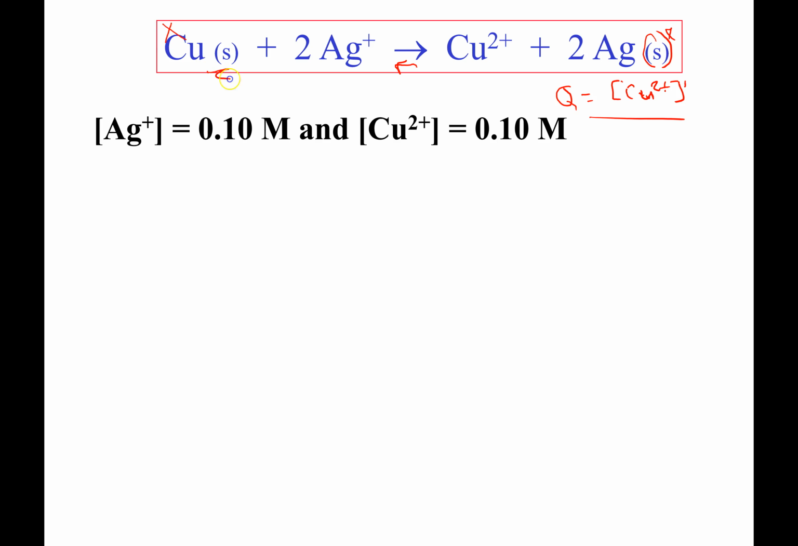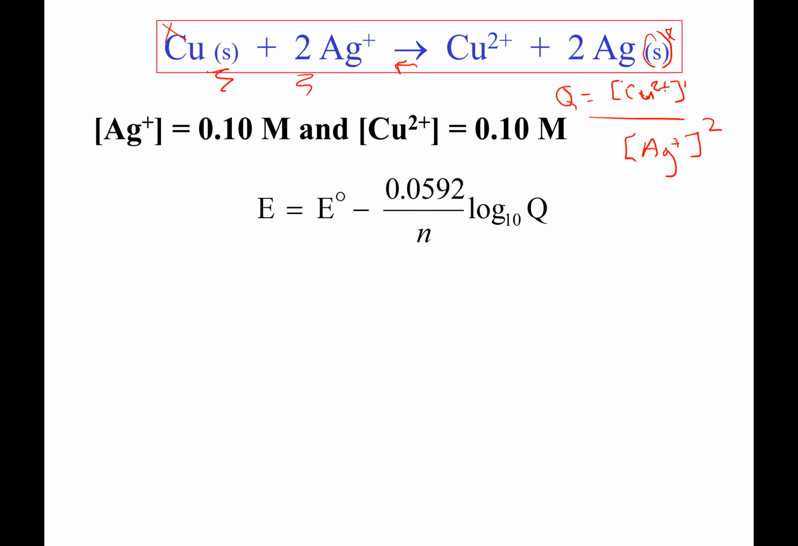Now, solids don't appear in your equilibrium constant expression, so it's just simply Ag+, and you're in good shape if you forget that squared, because a lot of us do, but you cannot, because it's the stoichiometric coefficient, and it's the pattern to set up your equilibrium constant expression. So that's the Q in our Nernst equation.